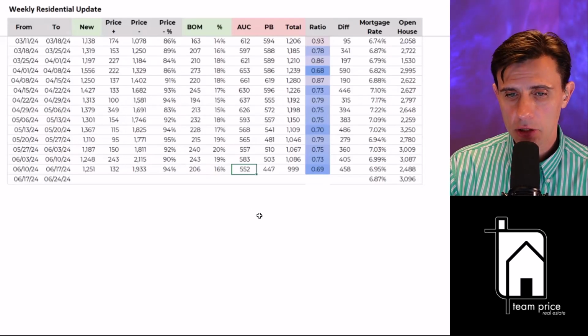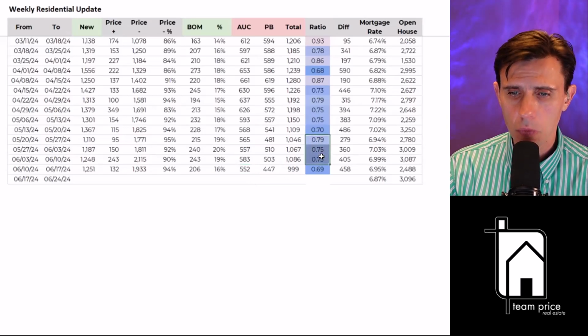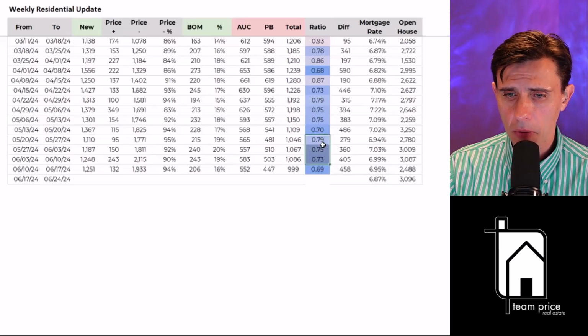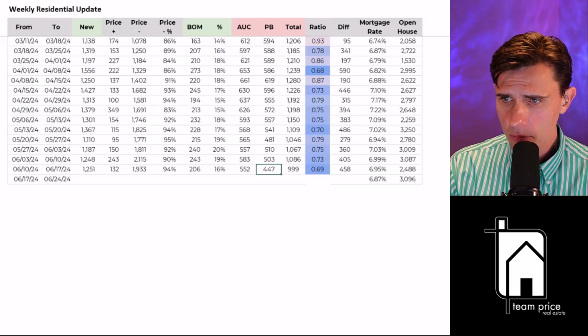552 active under contract. Quite a bit less than the previous week at 587. We did have, I'd say, 3 good weeks prior to 2 weeks ago on the new listing to pending ratio: 0.79, 0.75, 0.73. And then, of course, that dropped down to 0.69. And that's because of the 447 pending.